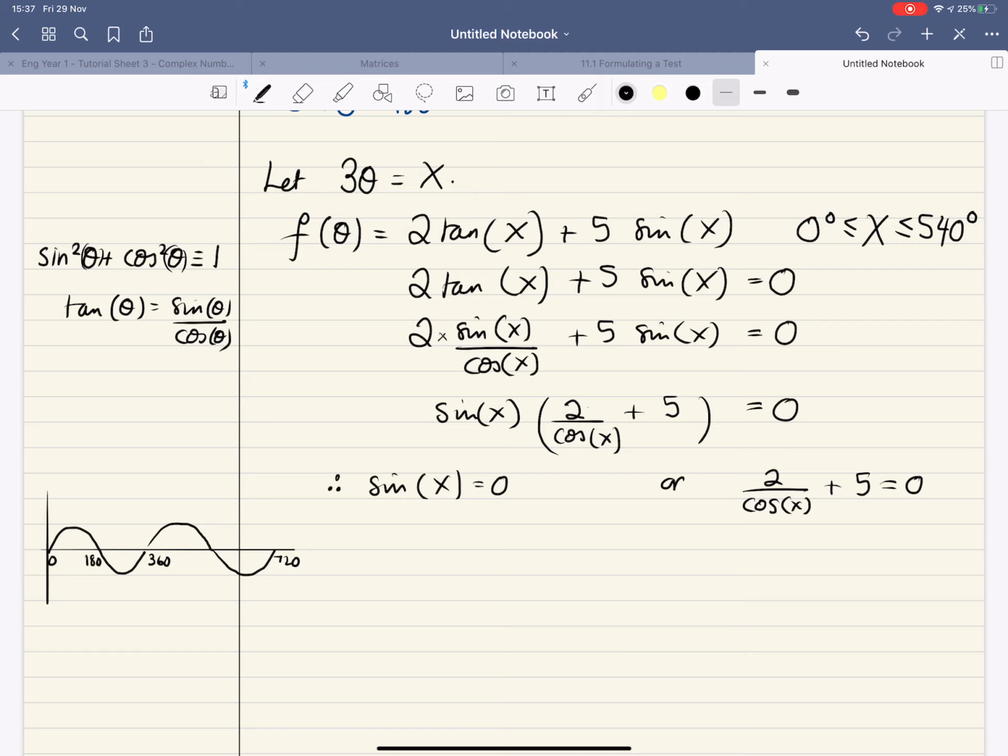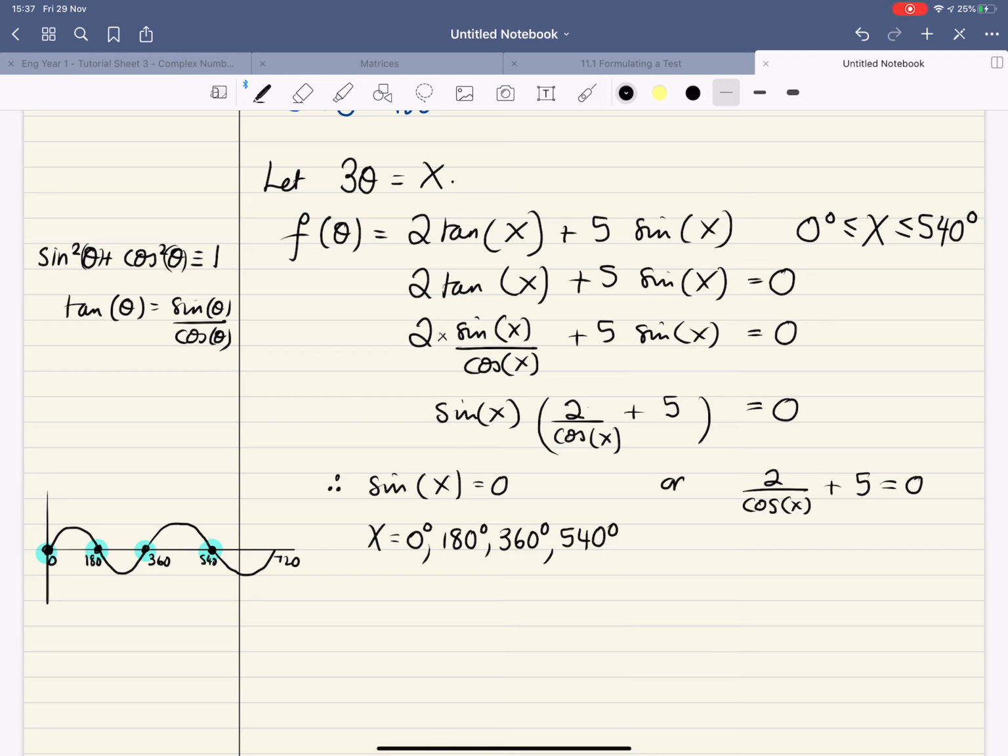That's 180 there. 540 is there. And we want all these values where sine x is 0. So it's all these here. Does that make sense? So it's there, look, sine x is 0 at all those places. So for this one, we're going to get x is 0, 180 degrees, 360 degrees, and 540 degrees.